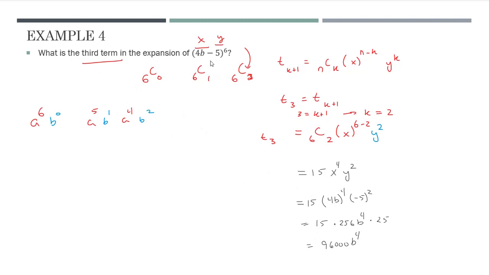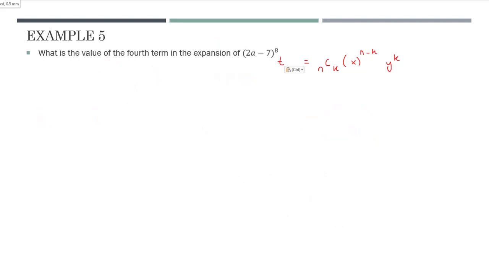Now that was a lot to take in, so let's do it one more time. What is the value of the fourth term in the expansion of 2a minus 7 to the power of 8? Okay, so I've already got the formula written for you. We are looking for the fourth term, which means that in our combination, k is actually going to be 3. It's 1 less. Okay, so in our combination, k is 1 less.